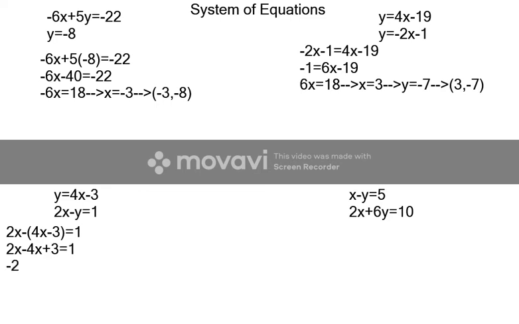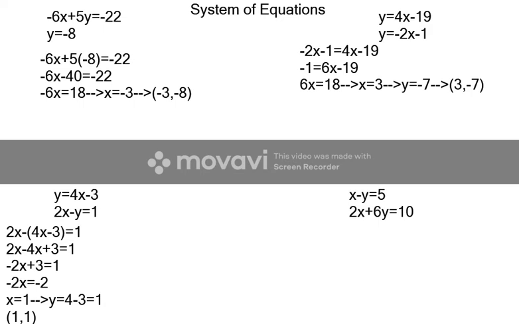From here, negative 2x plus 3 is equal to 1. Negative 2x is equal to negative 2. x equals 1. From here, let's put what x equals 1 into the first equation. y equals 4 times 1, which is 4 minus 3. And this gives you 1. So our point will be 1, comma 1. So yeah, that's correct. So yeah, guys, that's basically the second to last question.